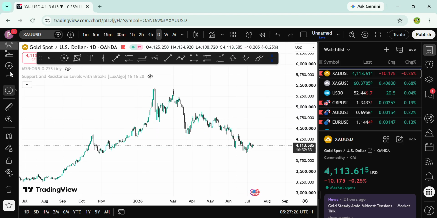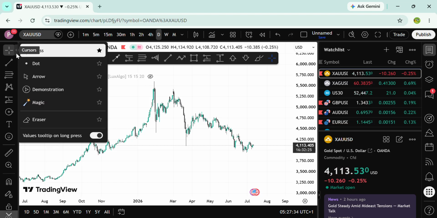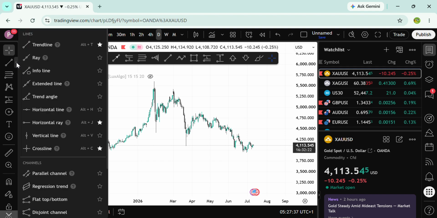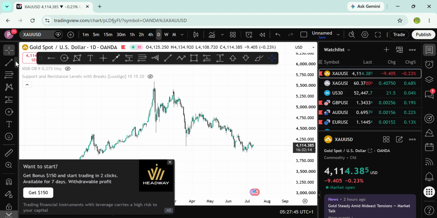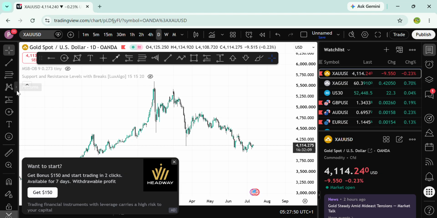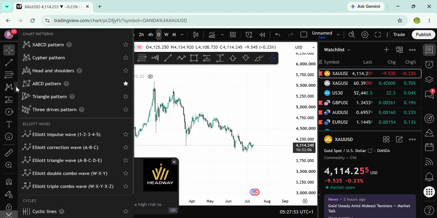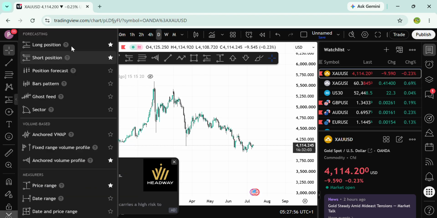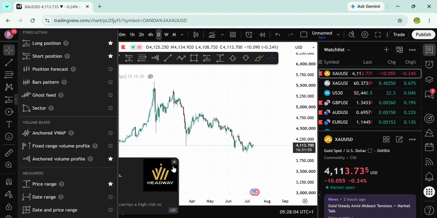So first things first, if you have been able to add all these tools on your TradingView gradually, one after the other, the cross toolbar, add that on your favorite list. You add the trend line, the horizontal ray, the cross line, the Fibonacci retracement, the ABC pattern. Then the long position, the short position, the accord volume pressure, the price range, add them on your favorite list.